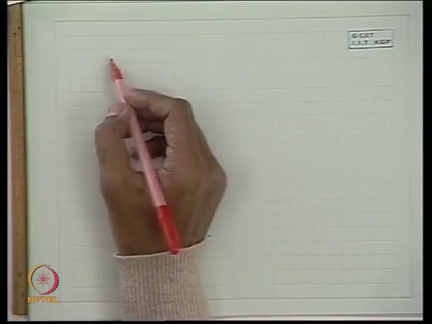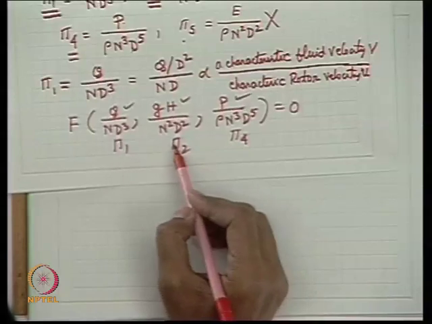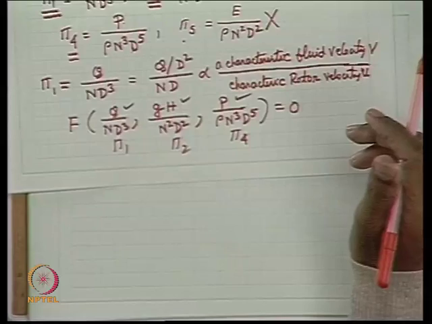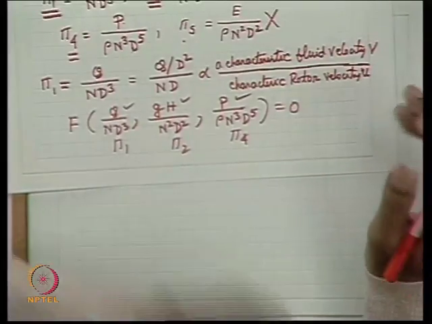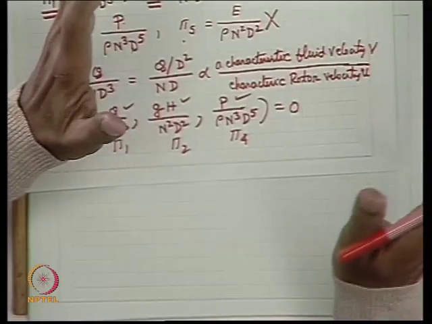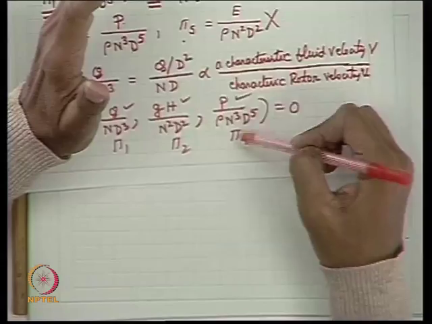So, we see that if we express the functional relationship in terms of these three parameters, the similarity in the fluid machines is maintained. That means a particular fluid machine of a particular geometrical shape will behave in similar conditions, provided these pi 1, pi 2, pi 4 are maintained the same in all the machines, even if the variables Q, N, D, P, H vary. Okay, this is the principle of similarity. I will discuss it further in the next class. Thank you.